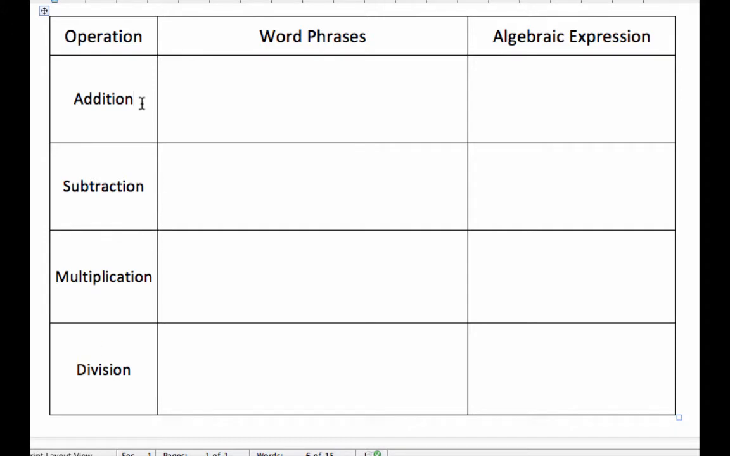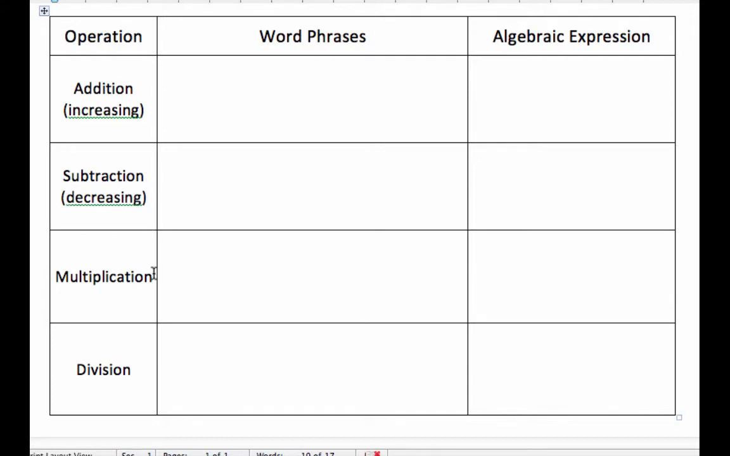In addition, since you're adding to something you already have, it is an increasing operation because your answer will be larger than your first number. With subtraction, if we start off with a big number and we take away some, our answer is going to be smaller than the number we started with. So subtraction we will label as a decreasing operation.